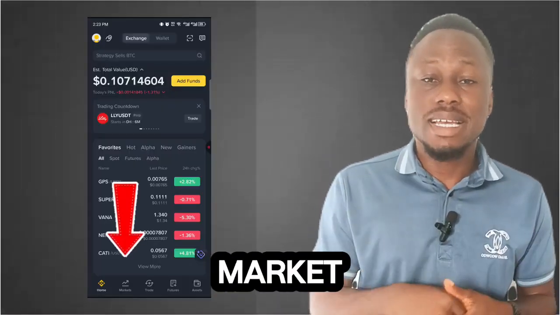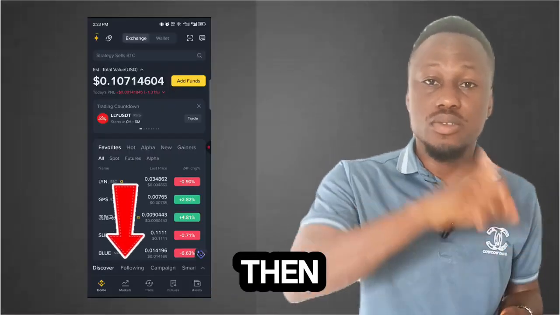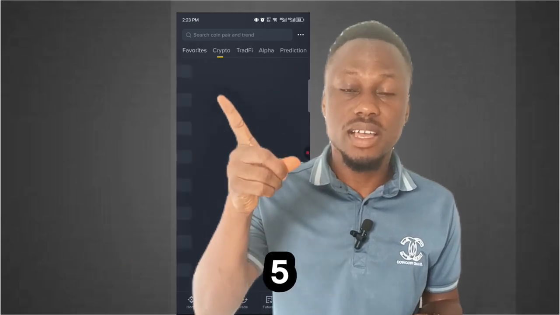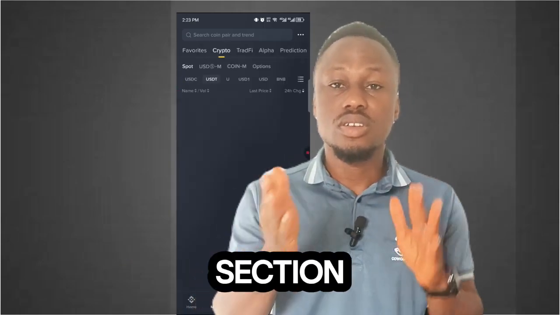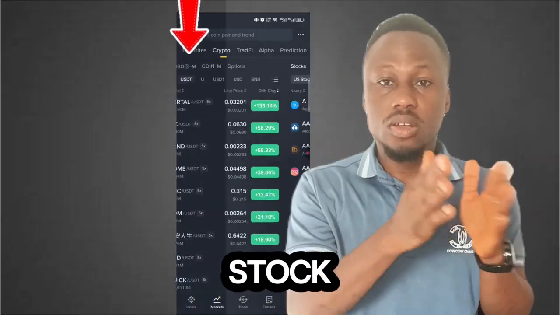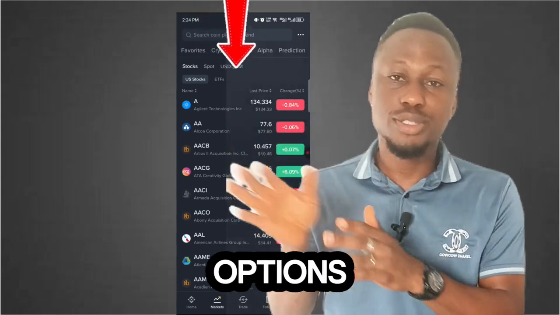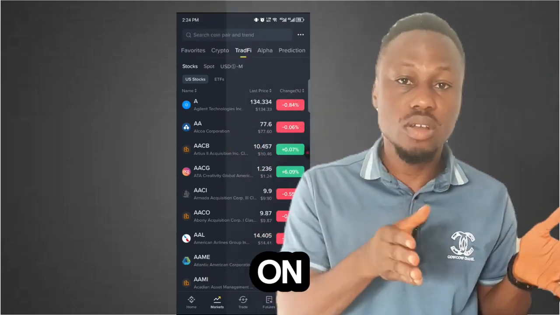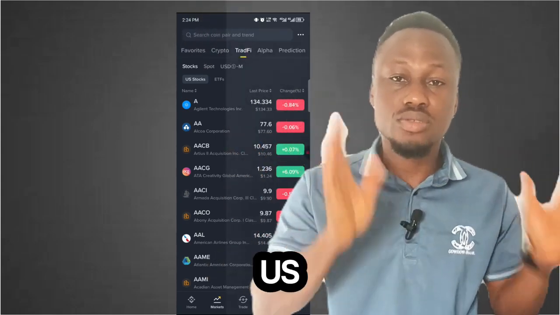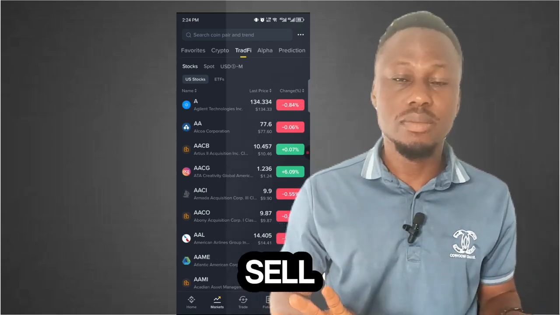Now, go to Market. When you go to Market, then go to this section called TradeFi. Now, when you get to this section, you have Stock, Spot, and other options. Now you can click on Stocks. So these are US stocks. You can buy and sell them.